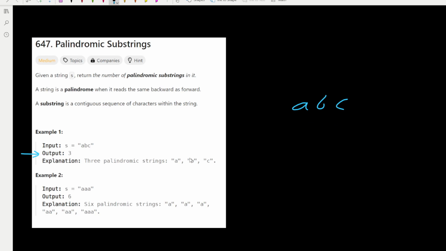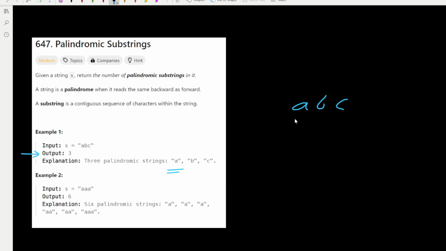They are saying that A, B, C individually are palindromes. As you can see, A as an individual character, B and C, each one of those is a palindrome. That makes sense. So we know that we have the individual characters A, B and C, each one is a palindrome. But to reach this point, what did we do? Well, let's take a step back. We started at A and we noticed that A is a palindrome, so it will be included in the answer.